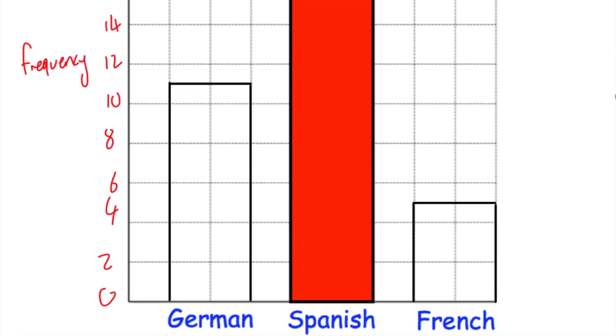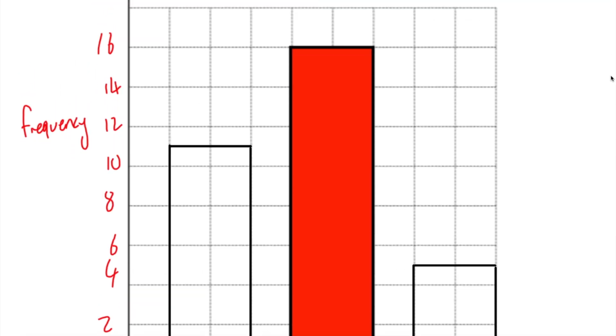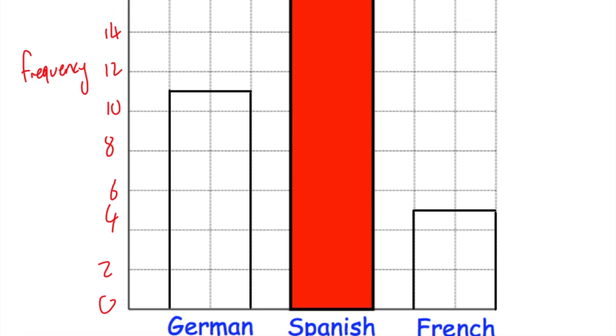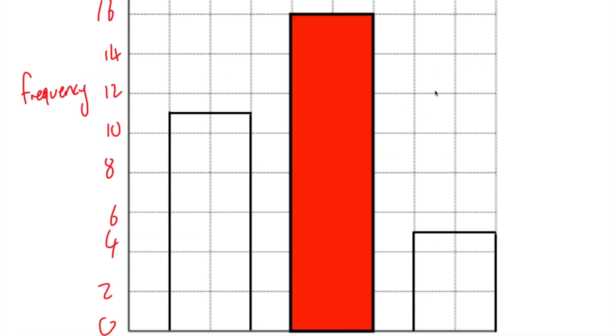And that's it, we've completed the bar chart. We've got our vertical axis labelled with frequencies going from 0 all the way up to 16 for Spanish. We've then drawn the bar for German, which is 11 in terms of its height, in terms of the number of students, and 5 students studied French. We drew its bar as well. And that's it. Okay, so let's have a look at our next question.